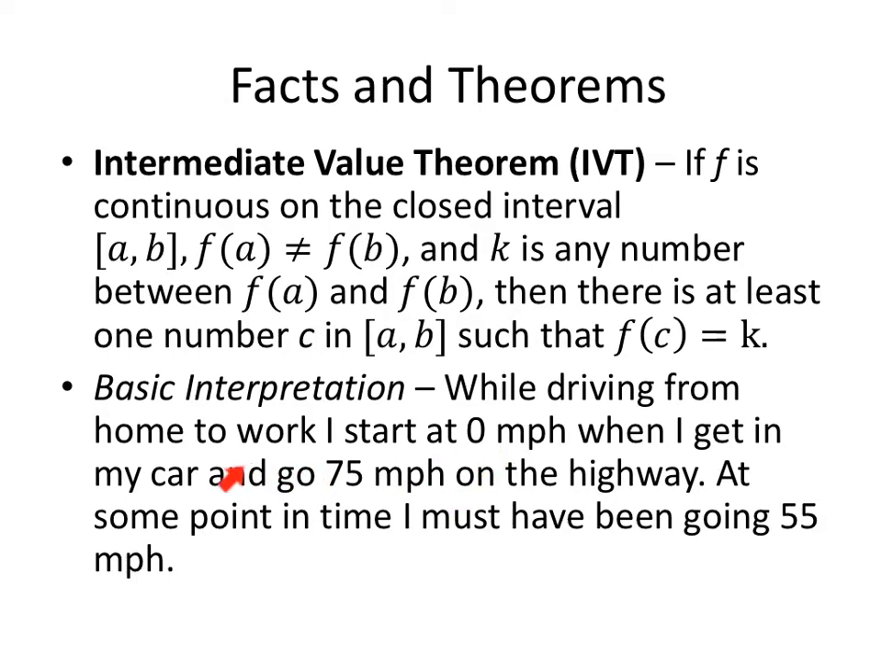While driving from home to work, I start at 0 miles per hour when I get in my car, and I get up to 75 miles per hour on the highway, the posted speed limit. At some point in between there, I must have been going 55 miles per hour. I can't go from 0 to 75 without first passing through 55. Alright, let's take a look.